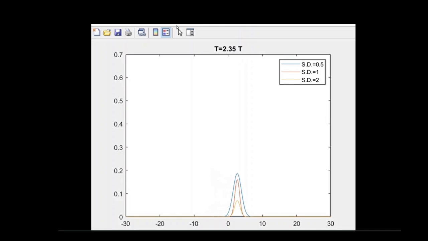This is the result obtained by one student, where the blue one is a narrow Gaussian on one side, it becomes a wide Gaussian when it comes to the middle, and again a narrow Gaussian when it comes to the other side. The middle one, the red one, remains of the same size and shape, while the yellow one actually was a wide Gaussian on one side. It becomes narrower as it goes to the middle, and it again becomes wider as it goes to the side.